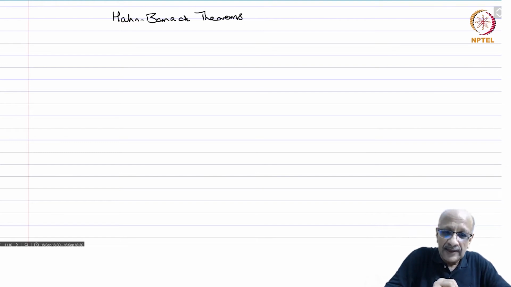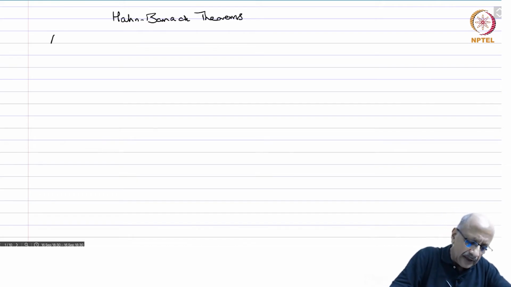First is called the analytic version, which deals with the extension of continuous linear functionals defined on a subspace to the whole space. The second one, known as the geometric version, deals with how you can separate convex sets in the vector space by means of hyperplanes. Okay, so these are the kinds. So we will first look at the analytic version.